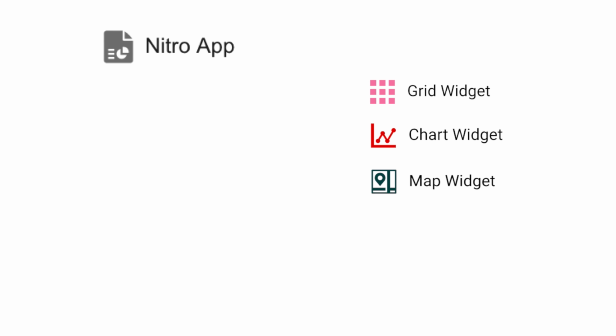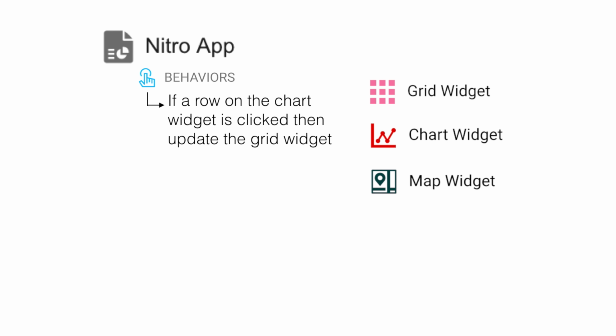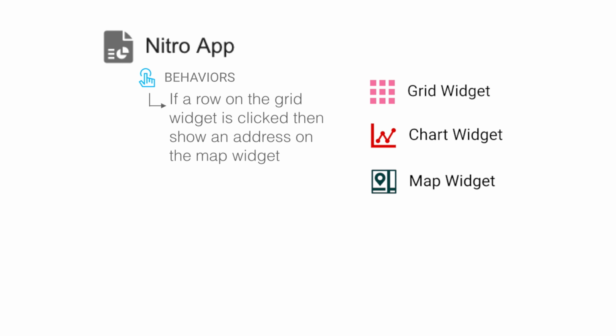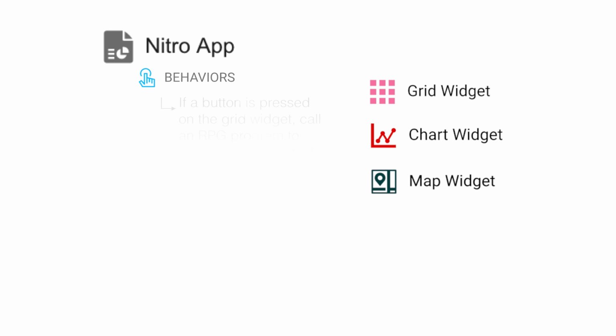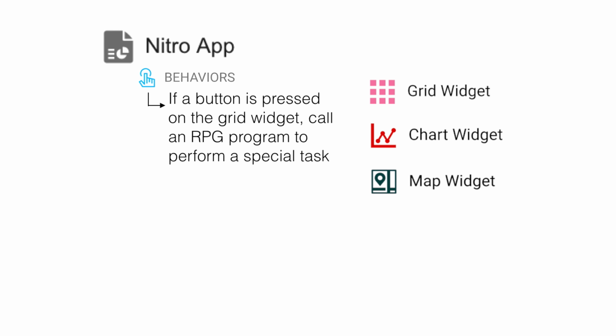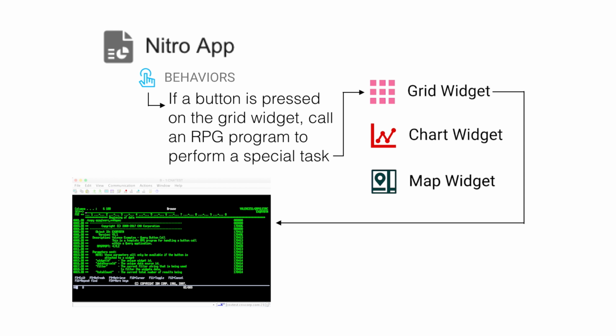Behaviors exist at the application level, and there are things like if a row on the chart widget is clicked, then update the grid widget. Another example could be if a row on the grid widget is clicked, then I can update the map widget. And finally, another one could be if a button is pressed on the grid widget, then you can perform a special task with RPG. Now this was a very simple explanation of behaviors. There's many additional behaviors, but you get the idea. It's the definition of how the user will navigate through the application.